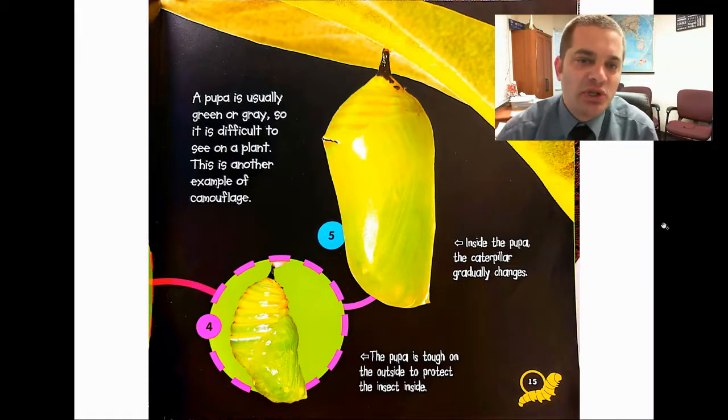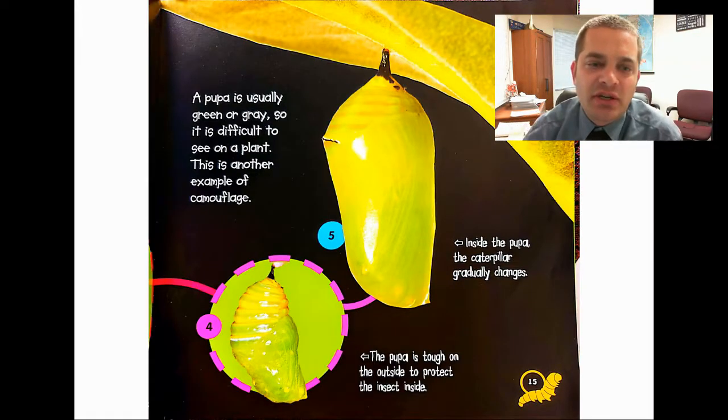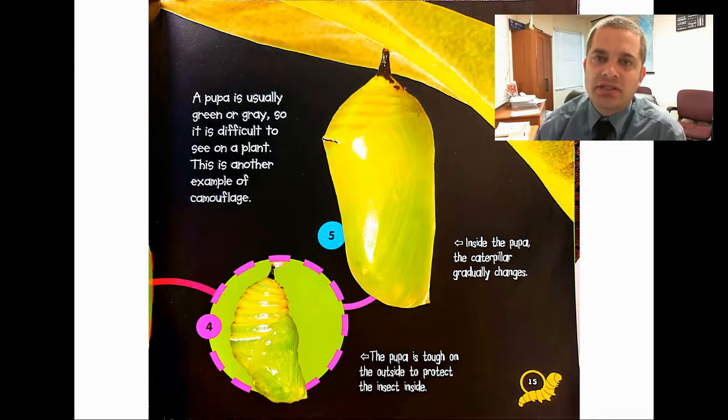A pupa is usually green or gray, so it is difficult to see on a plant. This is another example of camouflage. The pupa is tough on the outside to protect the insect inside. Inside the pupa, the caterpillar gradually changes.